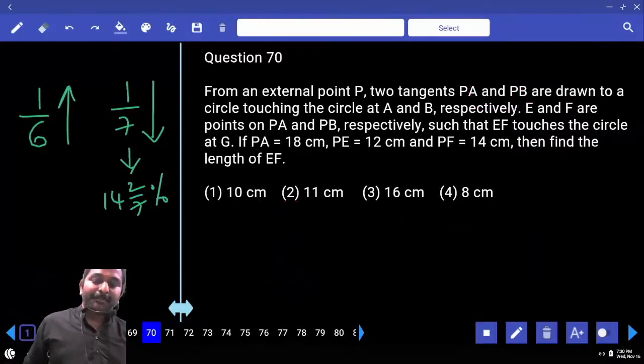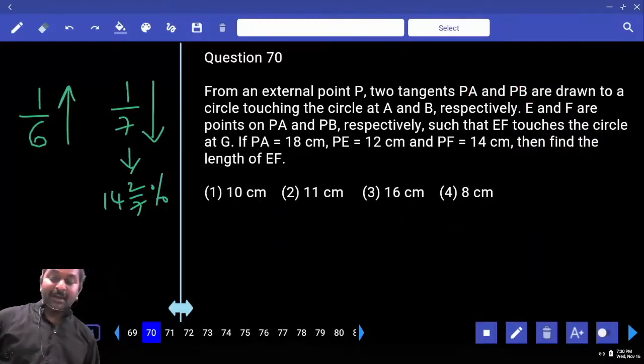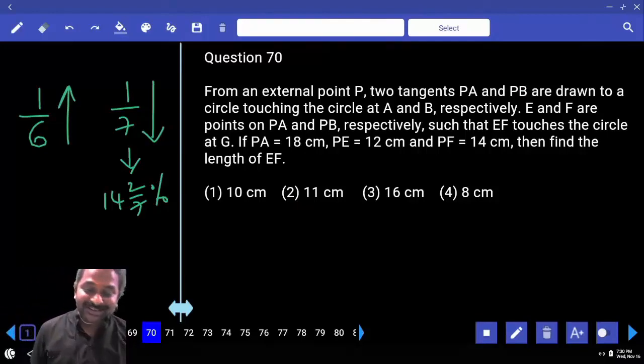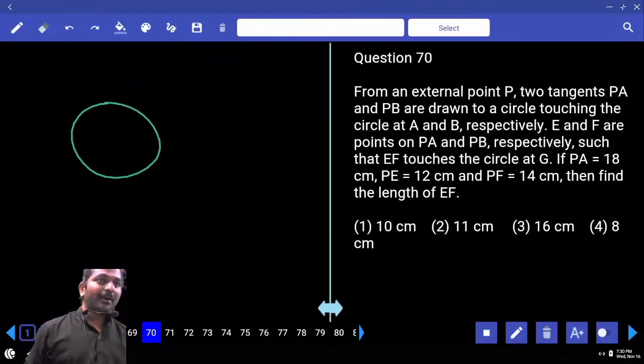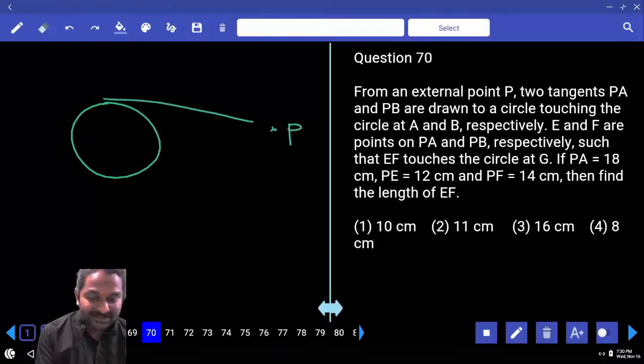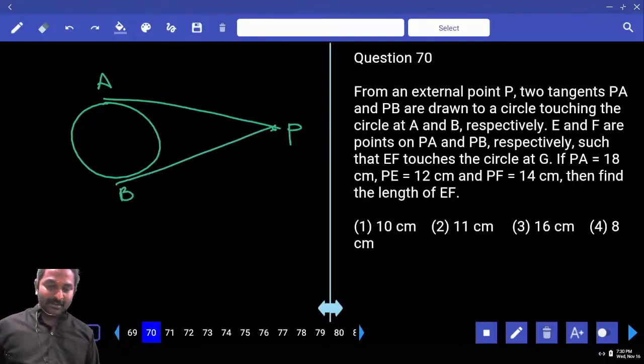From an external point P, two tangents PA and PB are drawn to a circle, touching the circle at A and B. There is a circle here. External point P, tangent PA and PB. I'm very poor in drawing that, but assume like that.